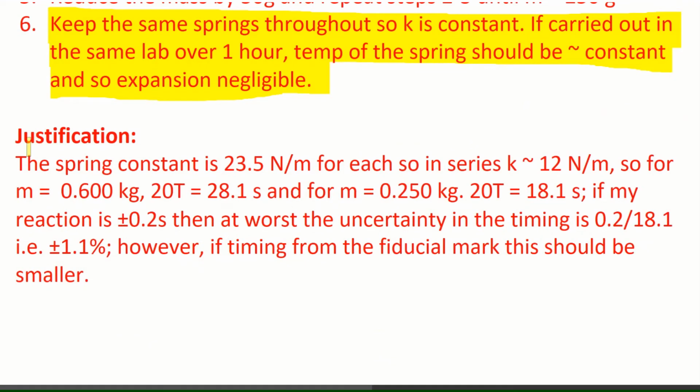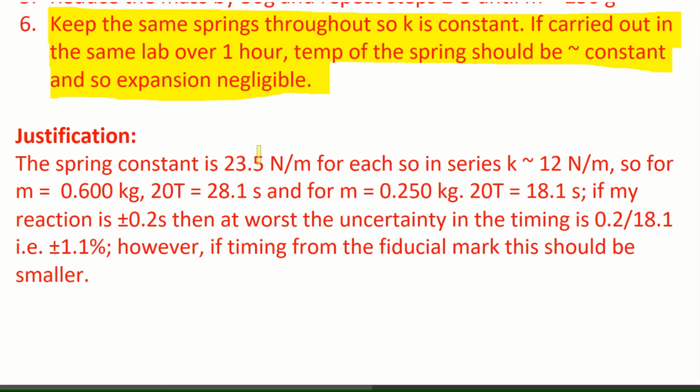Okay, so a little bit of justification of either your choice of experiment or your choice of procedures. Well, it turns out the spring constant is 23.5 as listed in the data book from the manufacturer for the springs that we use. So if we put two in series, we get 12 newtons per meter. That was the idea. Why? Well, we want something that's quite timeable.